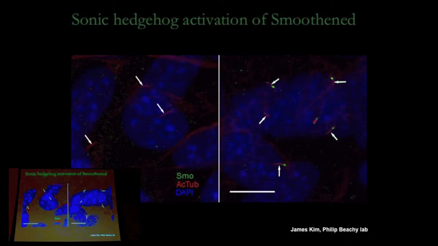It's also great for immunofluorescence. Here, looking at subcellular features, looking at the translocation of the protein Smoothened to the primary cilium, which is labeled with acetylated tubulin. When the cells are treated with Sonic hedgehog, that activates Smoothened, and it translocates to the primary cilium.